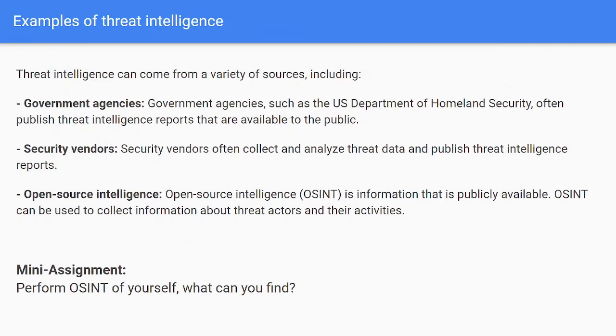The example of threat intelligence. We have government agencies, such as the US Department of Homeland Security, that often publish threat intelligence reports available to the public. We have security vendors. Some security vendors analyze threats and publish threat intelligence reports. And then we have open source intelligence, usually called OSINT. It's information that is publicly available, used to collect information about threat actors and their activities.